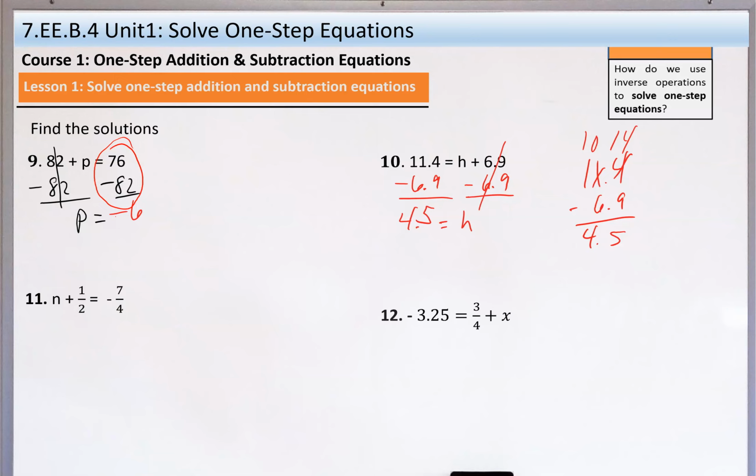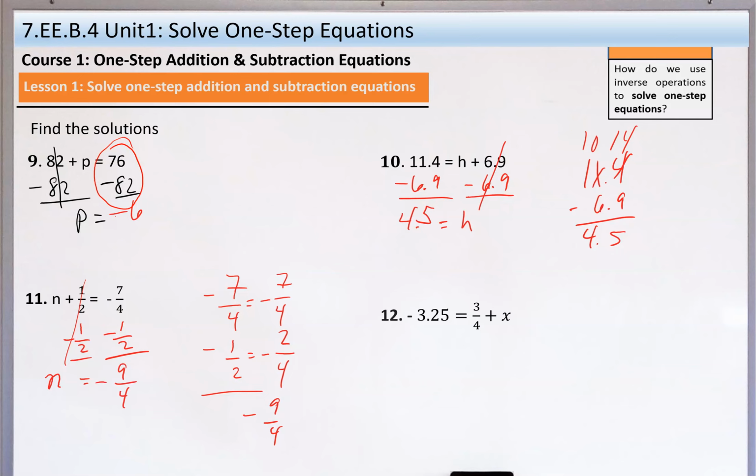So now I have a negative 7/4 and a negative 1/2. Well, my answer should be negative because I'm combining two negative numbers. I find the common denominator, which is 4. So now I have a negative 7/4 and a negative 2/4, which gives me a negative 9/4, which I should have converted to a mixed number. 2 and 1/4. It's a better final answer.